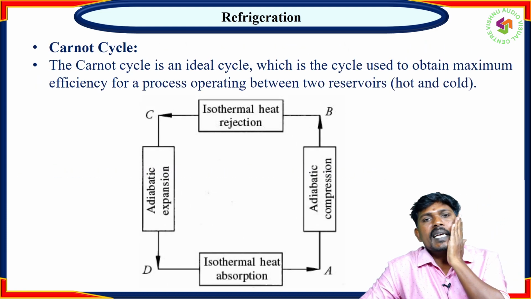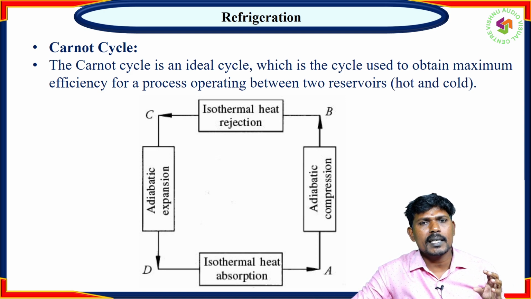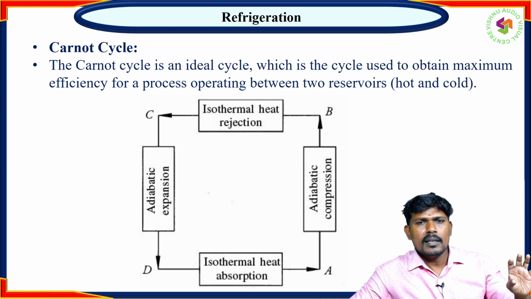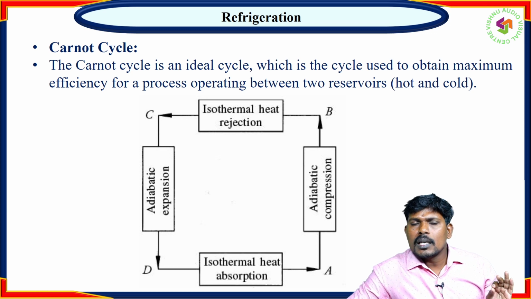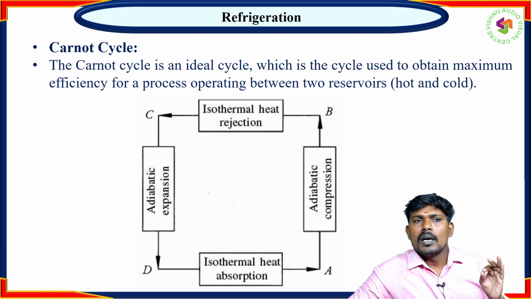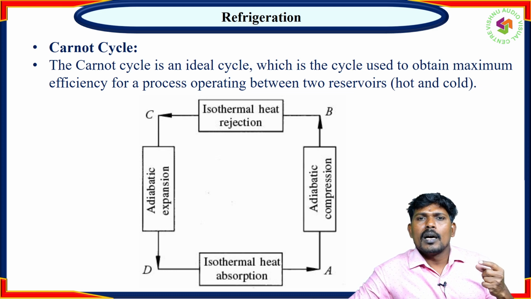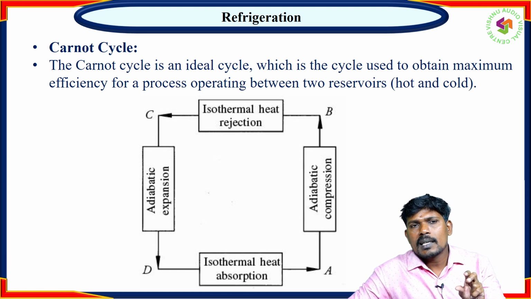Next one is the Carnot cycle for the refrigeration. Actually, we have already seen that the Carnot cycle is the ideal cycle. When you use this cycle, you will get the maximum efficiency. This refrigeration process also works between two reservoirs, a high temperature reservoir and a low temperature reservoir. What is the Carnot cycle, so that you can get the maximum efficiency?